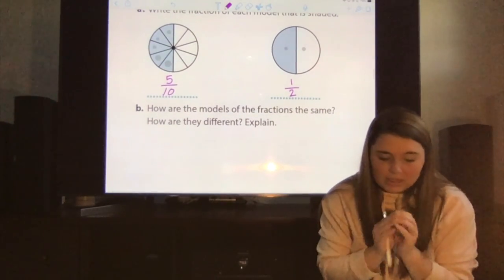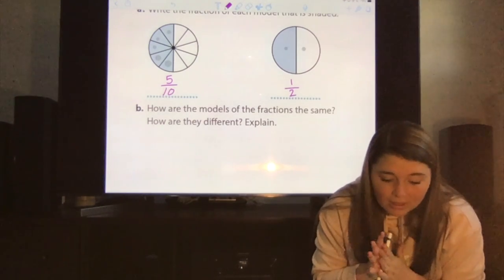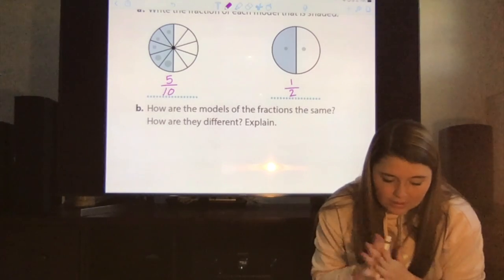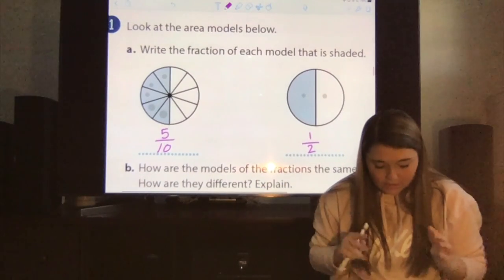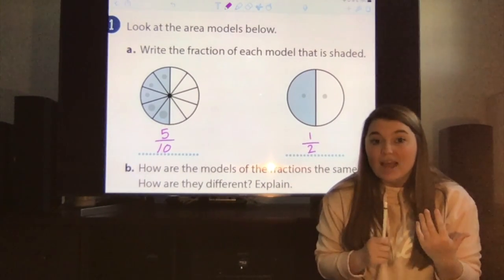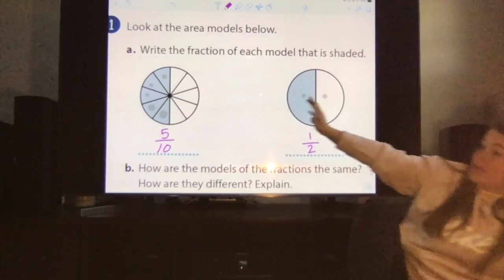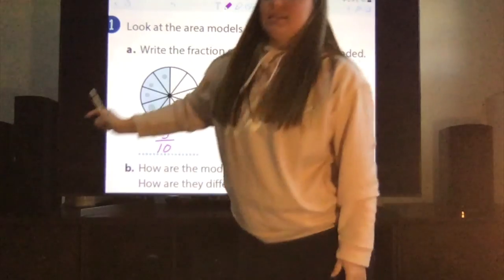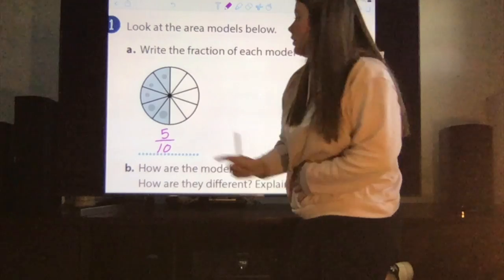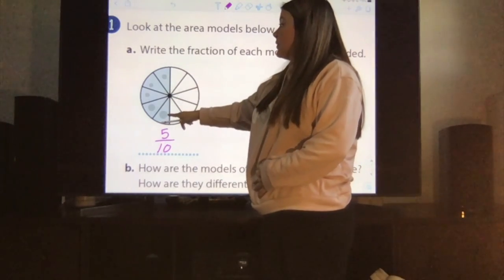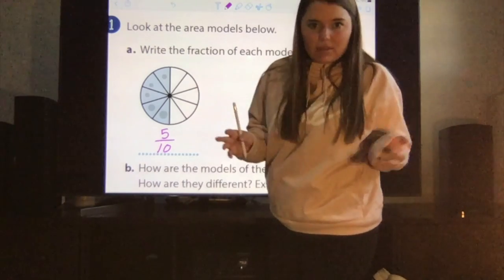So then it asks me, how are the models of the fractions the same? How are they different? Now, what I notice is if I'm picturing this as a pizza, I picture this as a pizza that has 10 slices, okay? If I eat 5 of them, one, I'm going to be too full, but also I am going to have eaten half the pizza. 5 out of the 10, that's half of them.